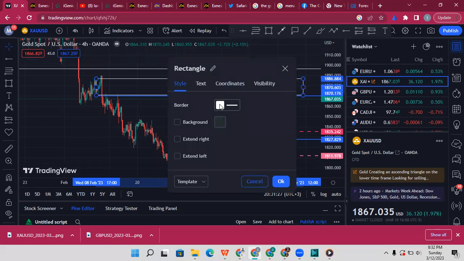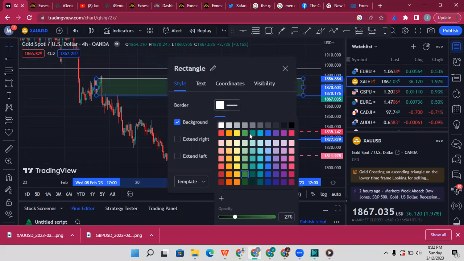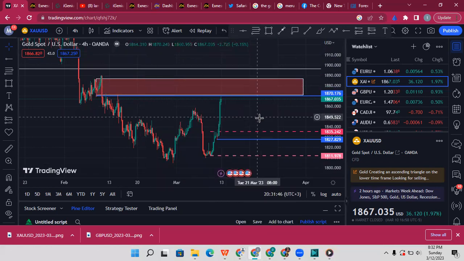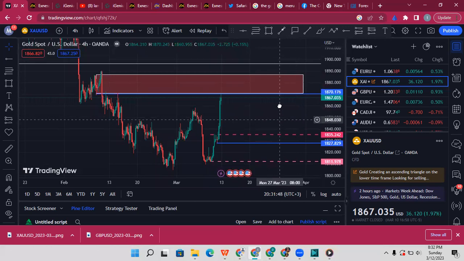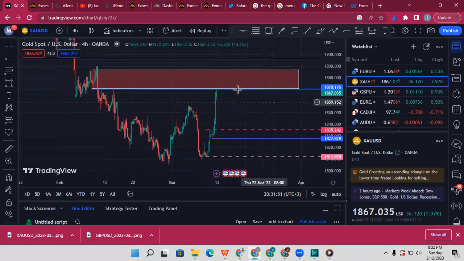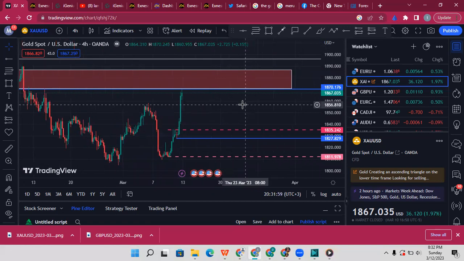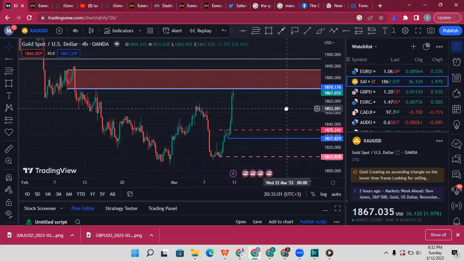So I think I'll mark this with the background of green, meaning that, no, it's red, meaning that we are looking at selling. So that is my supply zone where gold closed on Friday. This is where price got.